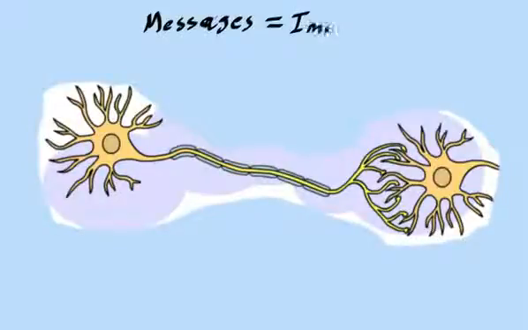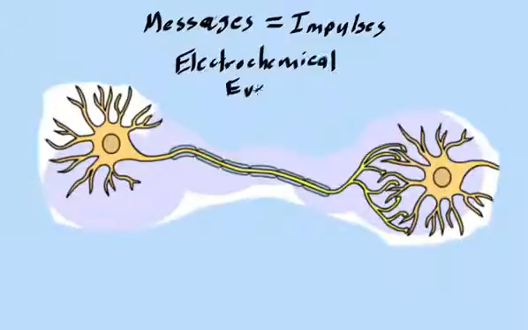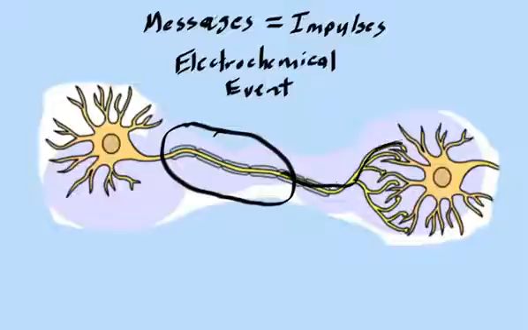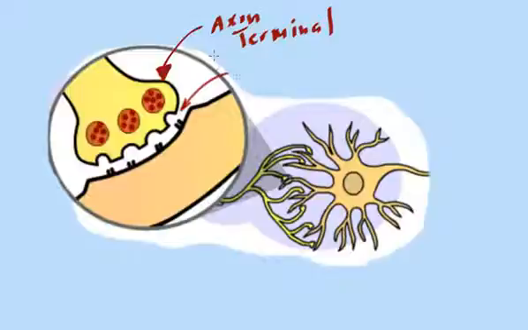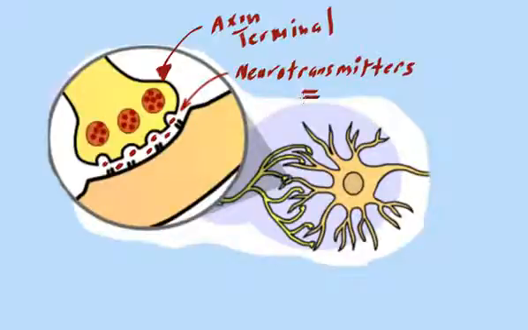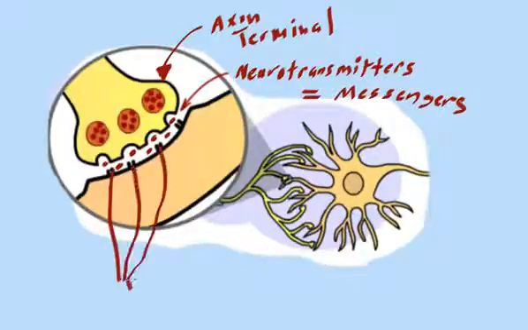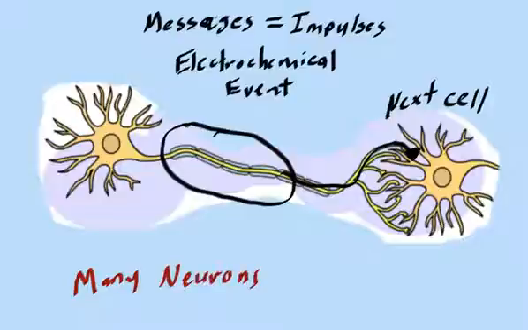Even though the messages can be detected due to their electric nature, the transmission of messages or impulses is actually an electrochemical event. To transmit the message to the next cell, the axon, shown here, of the neuron releases chemical messengers to the next cell. Let's zoom in here. The axon terminals release chemical signals, also known as neurotransmitters, which can bind to receptors, shown here, on the membrane of the next neuron or cell. Each neuron receives signals from and sends signals to many other neurons. Thus, it can carry on conversation with many different neurons at the same time.